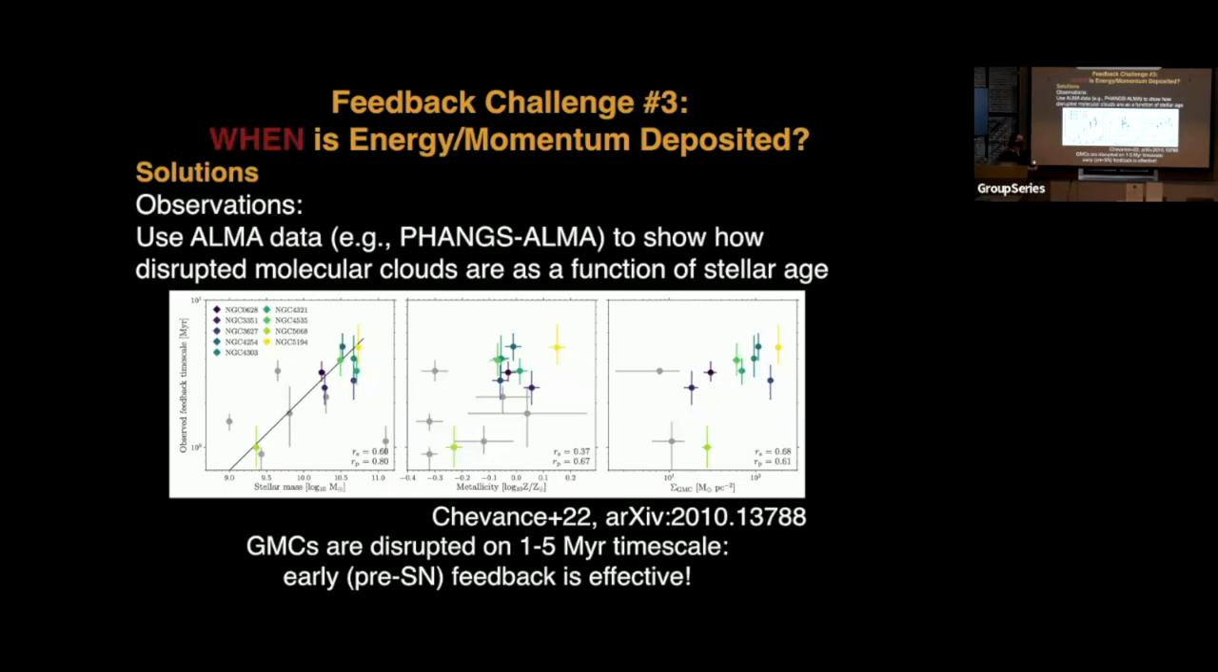Now, your timescale for a typical supernova is 3.6 megayears. So that means that if these are disrupted in shorter time, then pre-supernova feedback can be very effective at dispersing these clouds and disrupting them. So pre-supernova feedback can actually be pretty effective at getting rid of that molecular gas.